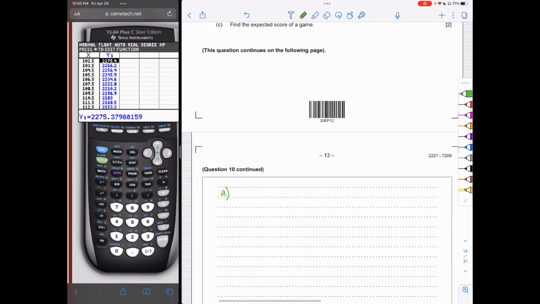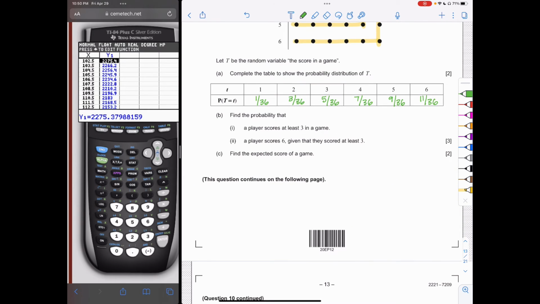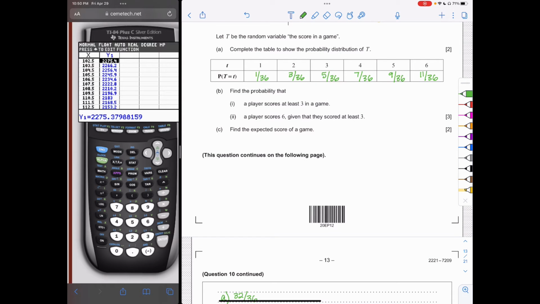So here will be 32 out of 36 here. That will be my probability. The next one says a player scores, what's the probability that a player is going to score a 6 given that they scored at least 3?